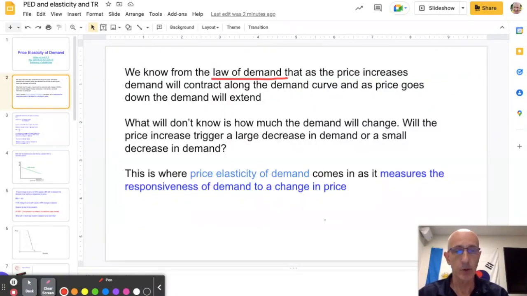Will it change by a lot? Will it change by a little? And that's where the concept of price elasticity of demand comes in. The definition there is that it measures the responsiveness of demand to a change in price.